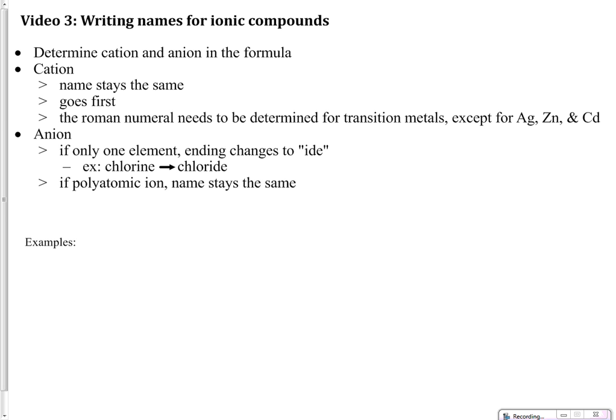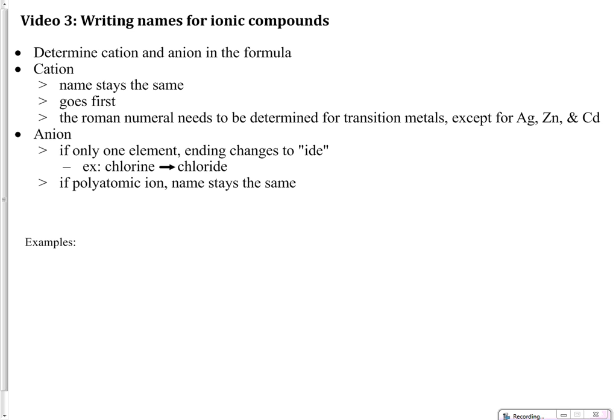This is video number 3 for chapter 7. In this video, you are going to learn how to write names for ionic compounds, and it would be very helpful for you to have your periodic table and polyatomic ion pink sheet handy when you're doing this video. So have those things available.